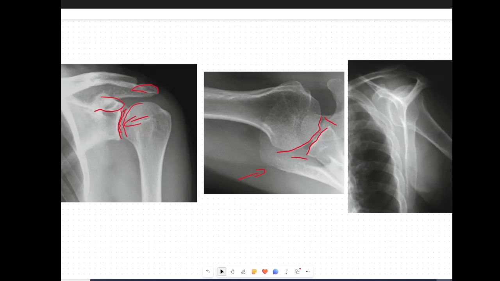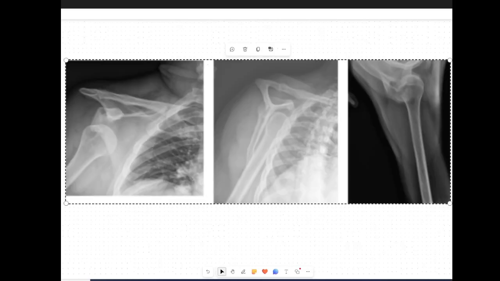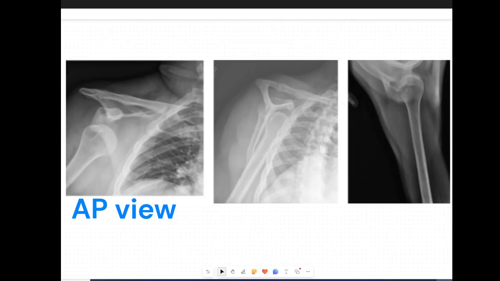Now, let's talk about the most common type of shoulder dislocation, anterior dislocation. In this AP view, you see the humeral head has shifted out and down from the glenoid. It's no longer aligned with the glenoid cavity. Instead, it's sitting inferior to the coracoid process.